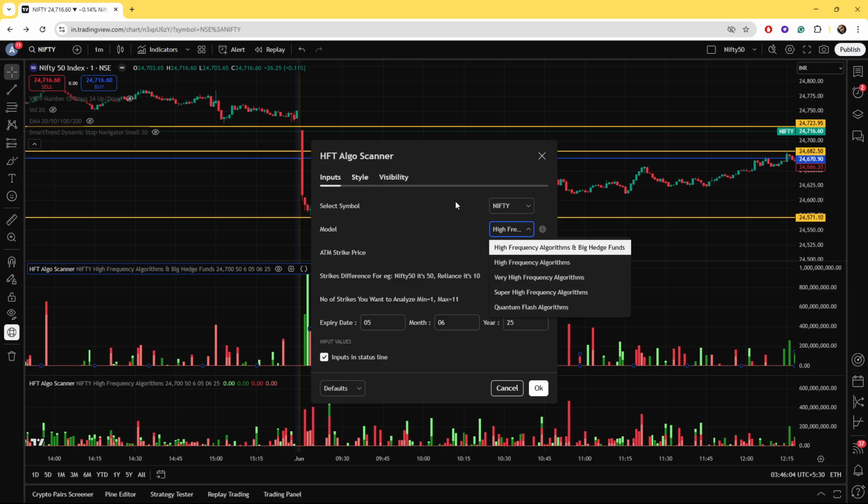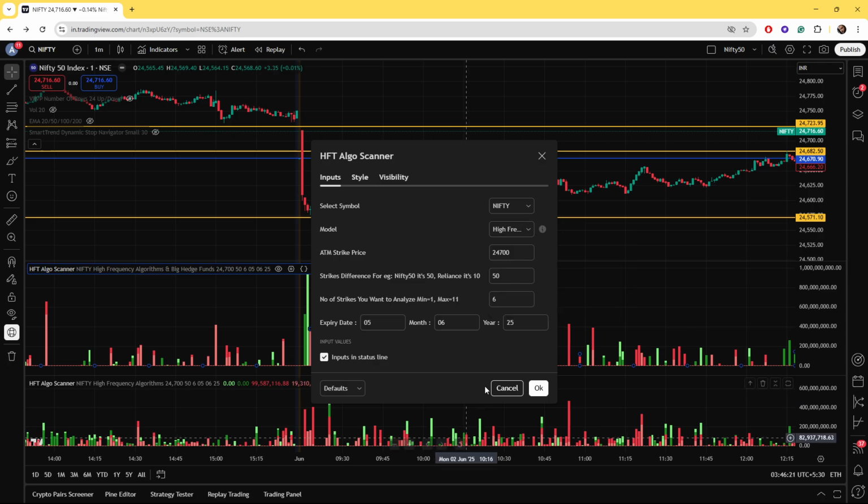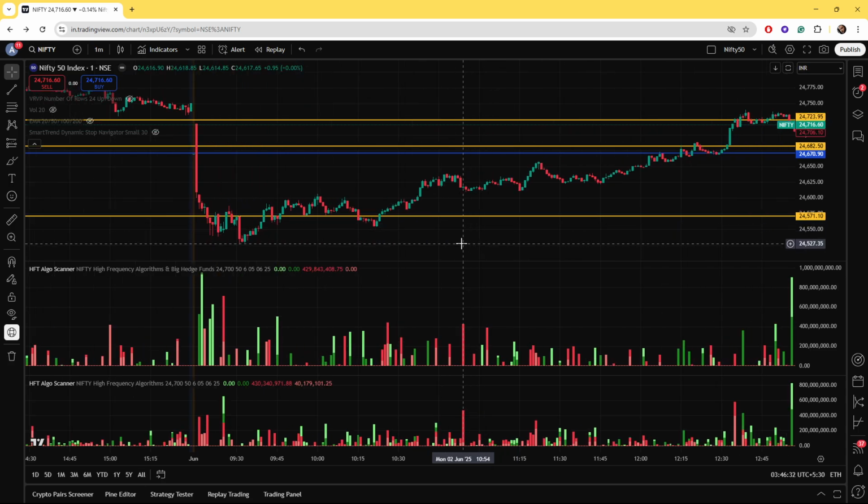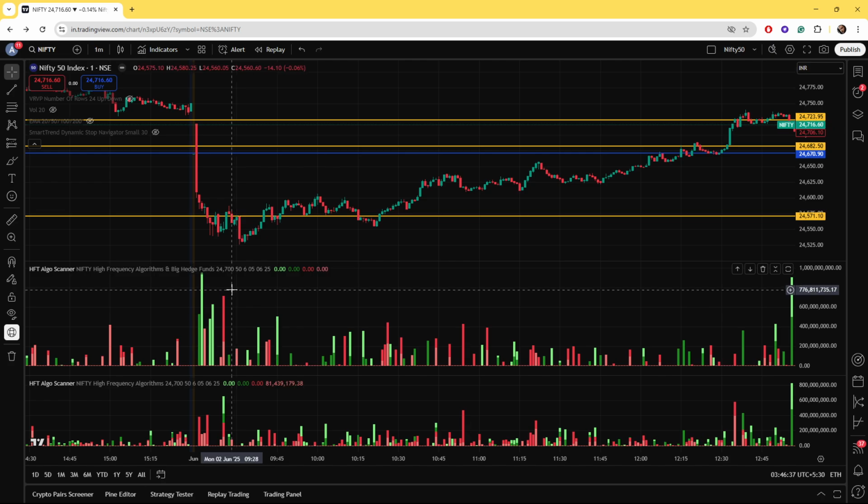So now those who don't have the premium membership, there is no need to be sad, because you already have the high frequency algorithm and the big hedge funds model incorporated in your model. So you don't have to worry about anything else, and you can simply follow that as you are already doing, and with high accuracy it can predict the reversals, as you have seen. And yes, now let's come to the models one by one, and let's see the outputs, and discuss how one can take the benefit of it.